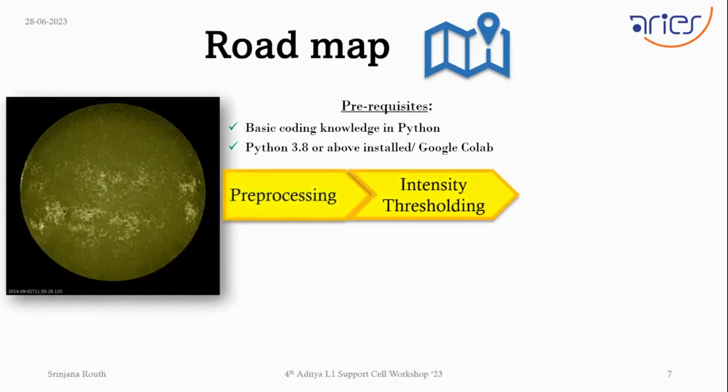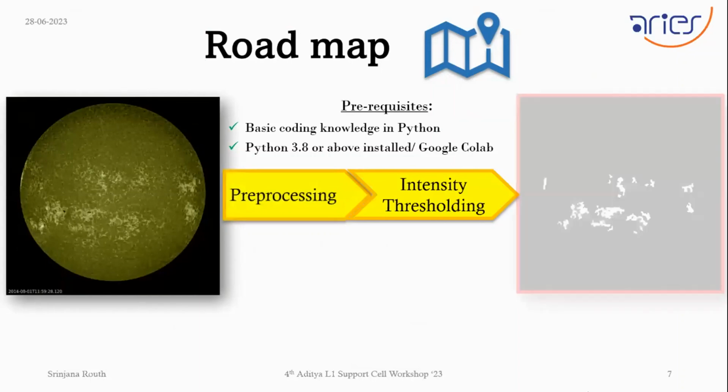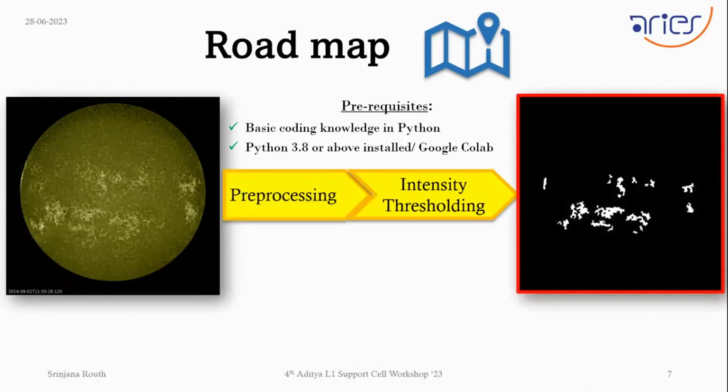We will subject it to some pre-processing, that is, we'll remove the noise and everything, and then we'll subject it to the intensity thresholding that we talked about. And then voila, we should have this kind of binary map of the plages.